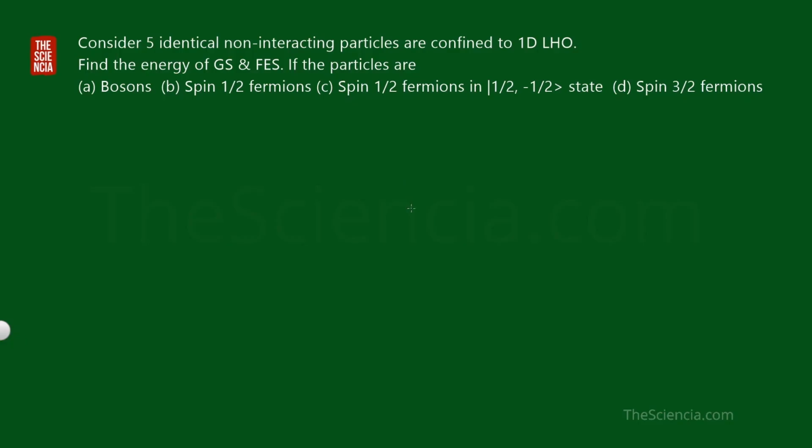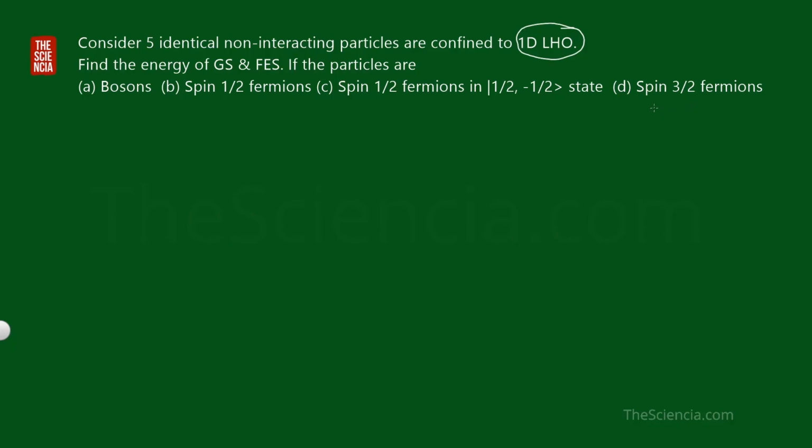Now let us consider another example problem. Here 5 identical non-interacting particles are confined to a 1D LHO, linear harmonic oscillator. Earlier we discussed the 1D box and the 2D box. Here the particles are now in a 1D linear harmonic oscillator. Find the energies of the ground state and first excited state if the particles are bosons, spin half fermions with spin states half and minus half, and spin 3/2 fermions.